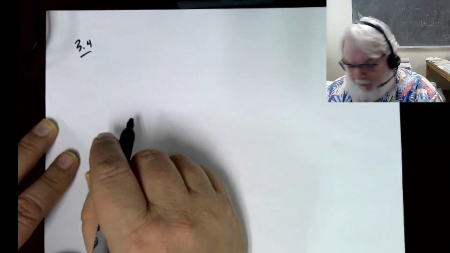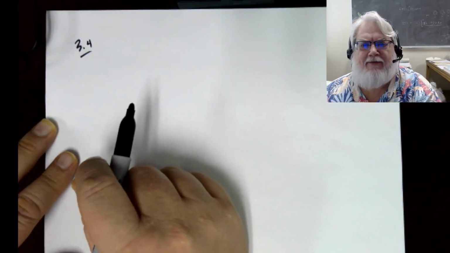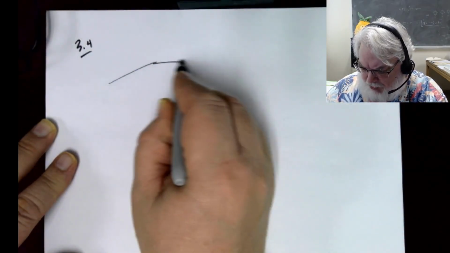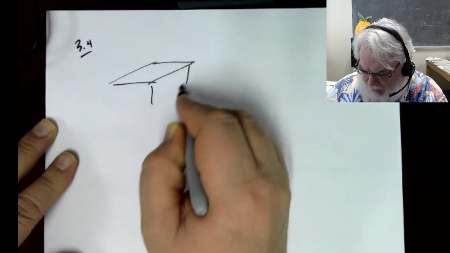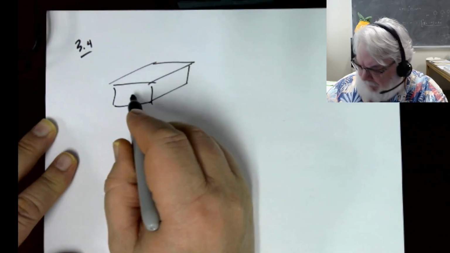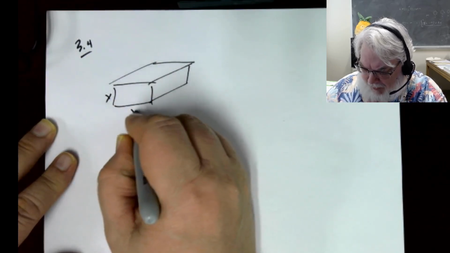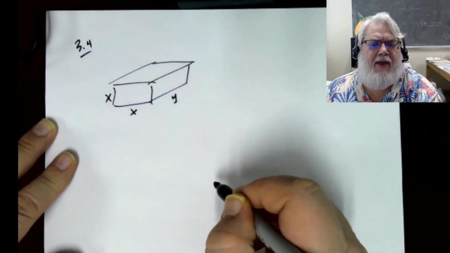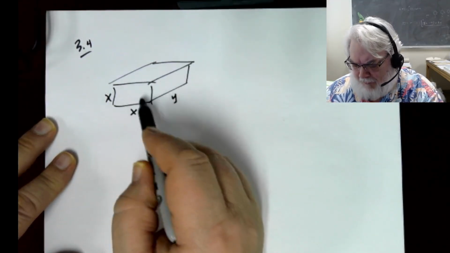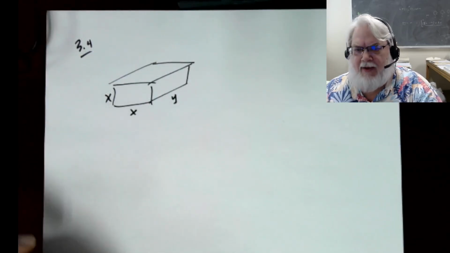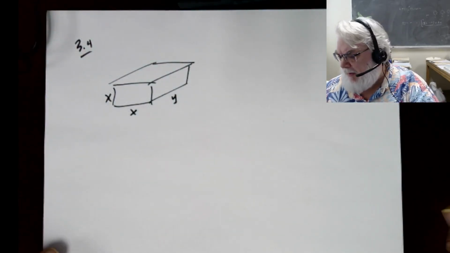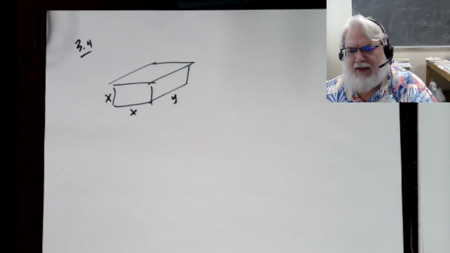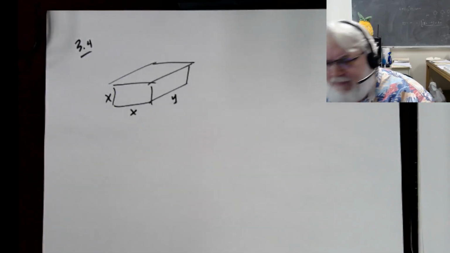So I wanted to just take a quick look at that activity from the book. We have this rectangular shape box that we're going to mail, except that the end is going to be a square, so it's x by x. And let's call the width y. And we're told that the post office says that the length plus the girth should be less than 108.